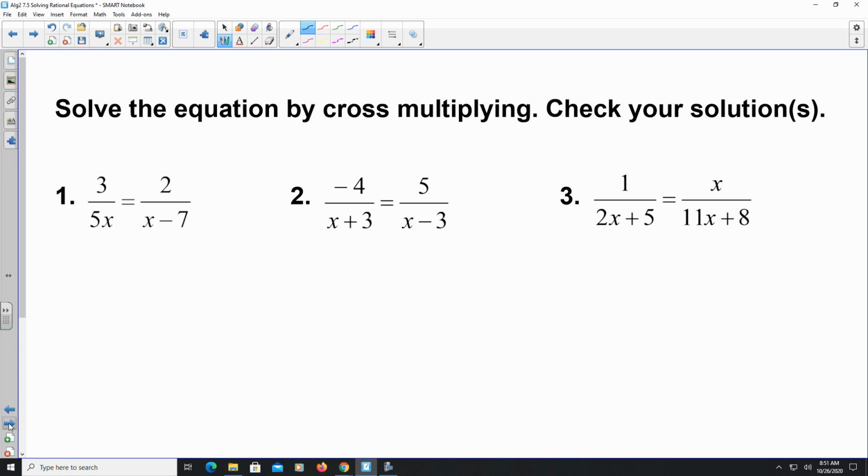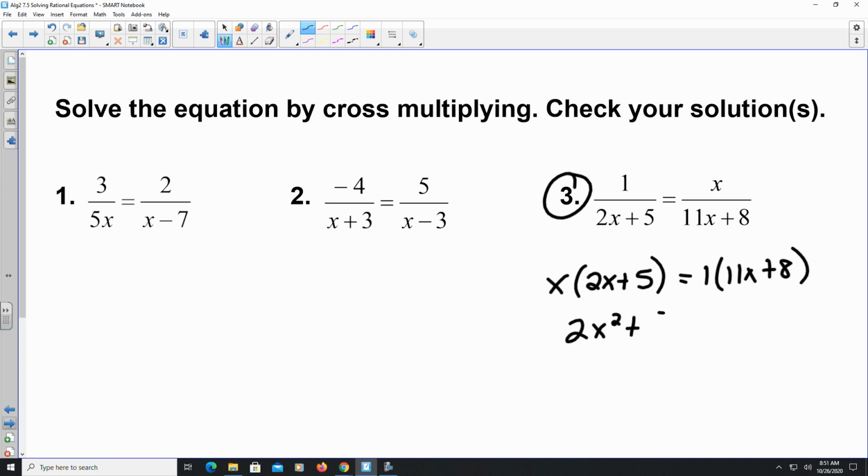Each one of these has one fraction on the left and the right-hand side. I'm just going to pick one, and let's look at number 3. Multiplying using the cross products, it turns into x times 2x plus 5, and that's going to be equal to 1 times 11x plus 8. Nothing appears that I can easily cancel out. So this is going to turn into 2x squared plus 5x is equal to 11x plus 8.